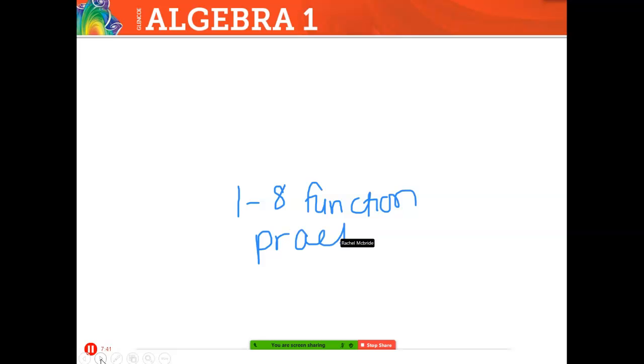All right, so we wanted to make sure that you guys completely understood how to determine if a relation is a function or not, and how to find the values for them. So what we're going to do now is complete the 1-8 function practice worksheet. So you're going to complete the 1-8 function practice worksheet, numbers 1 to 10.